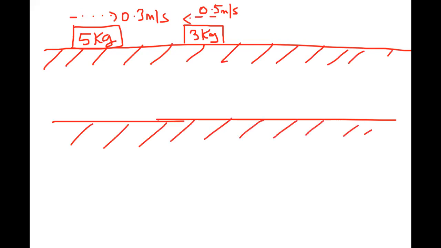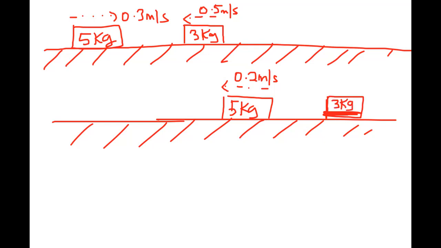After collision, I see the 5 kilogram crate is actually moving backward at a speed of 0.2 meters per second. The question for you is, what will be the speed of the 3 kilogram object? We do the same thing. We do momentum for this. I'll just do it right here.